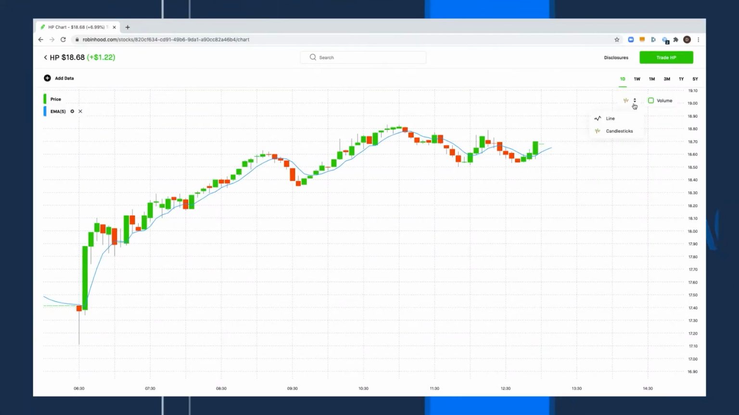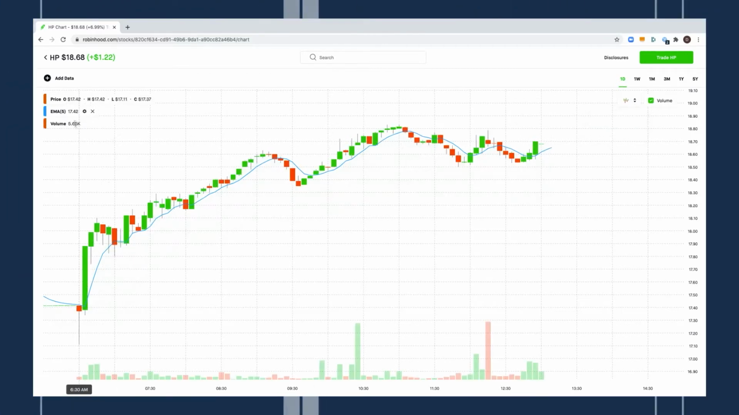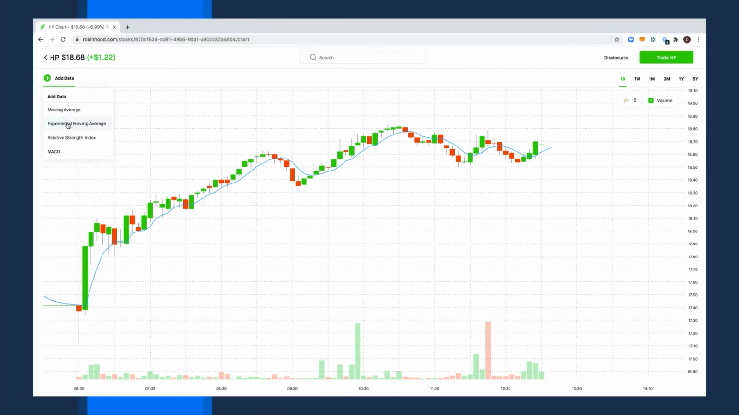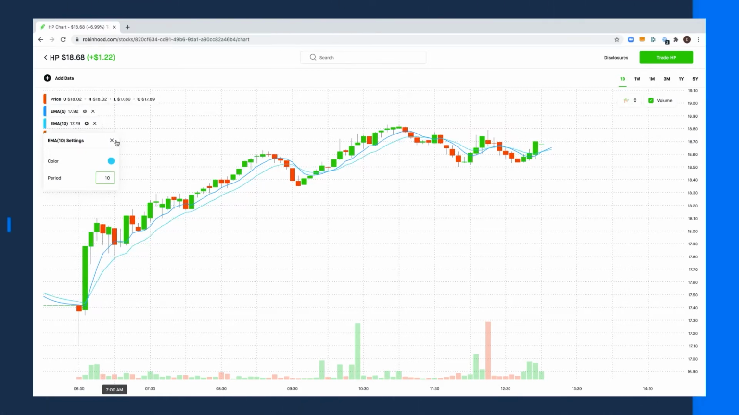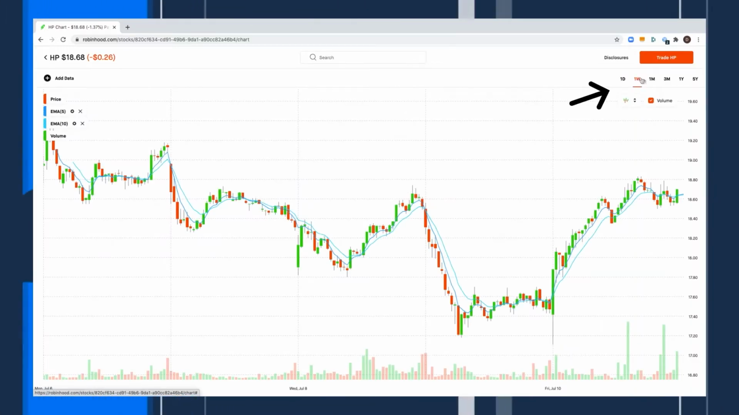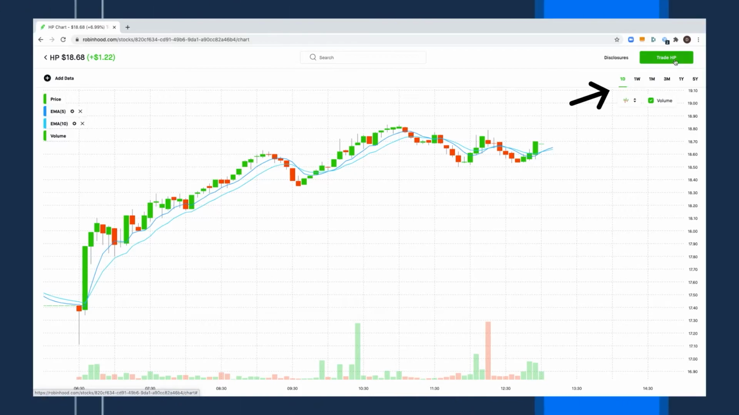The drop-down menu on the right lets you select the type of drawing you'd like to see. And on the left, you can click Add Data to apply one of 4 available indicators. The default setting for Robinhood's charts is set to 1 day, but you can also opt to view the stock's data by week, month, quarter, or year, up to a maximum of 5 years.